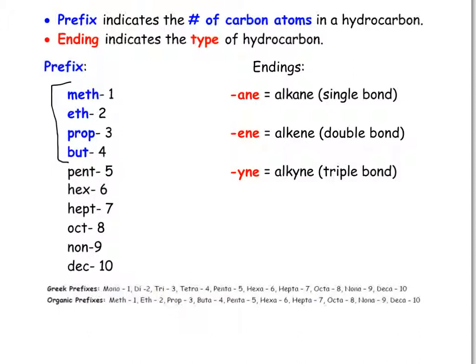And the way that I remember the difference between ane, ene, and ine is I just think of their way going through the alphabet. A comes first, and that is a single bond.